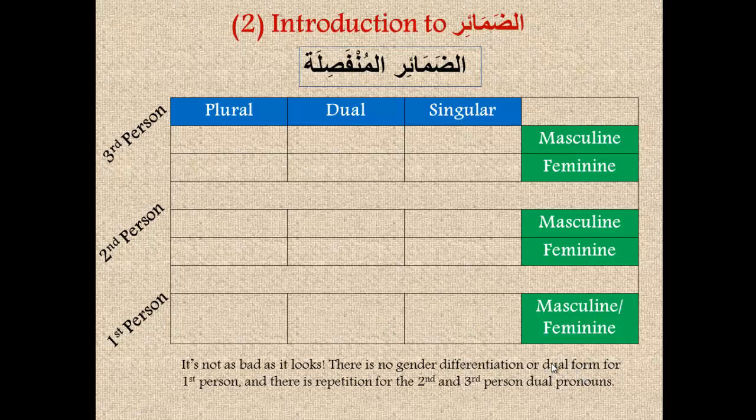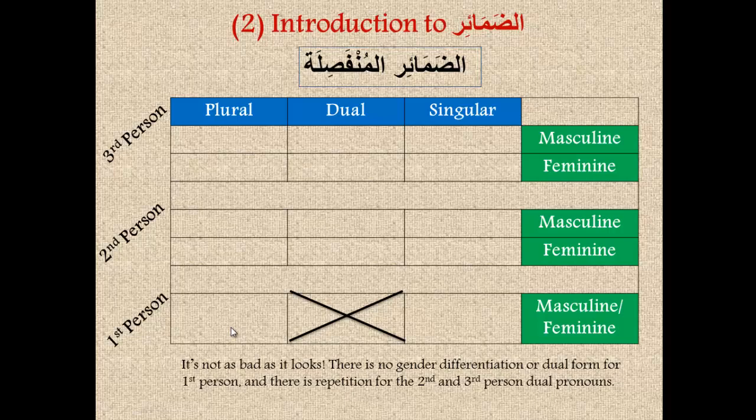And also there's no dual form for the first person. So this slot is actually not filled. And furthermore, there is repetition for the second and third person dual pronouns. Basically, these two slots are filled by the same word, by the same pronoun. They're identical. And these two slots over here are filled by the same pronoun. So that's how we get the number 12. We have 1, 2, 3, 4, 5, 6, 7, 8, 9, 10, 11, and 12. 12 unique standalone personal pronouns.